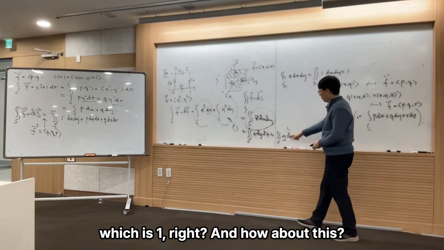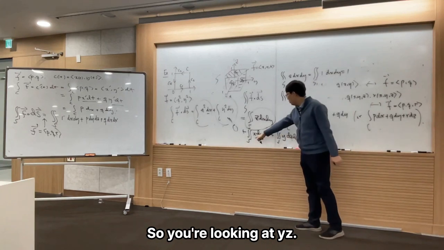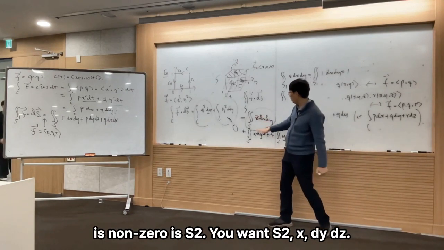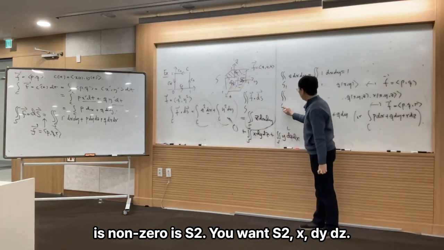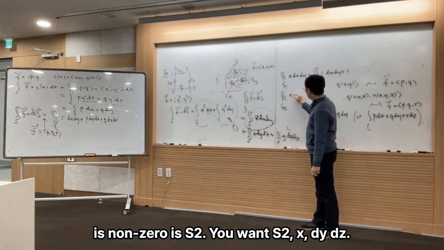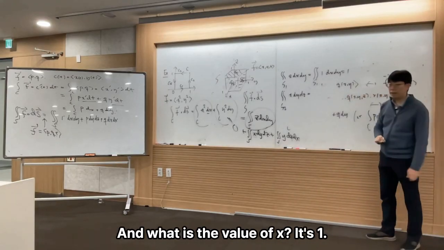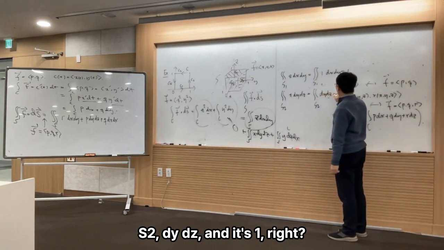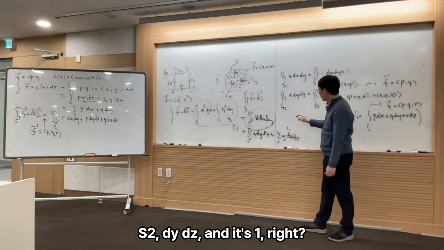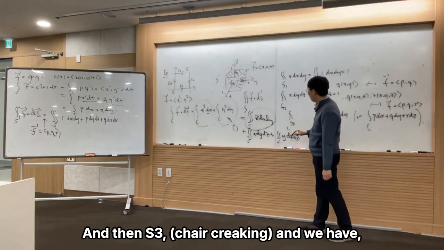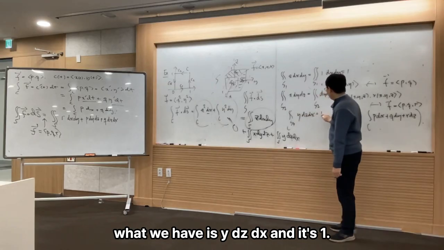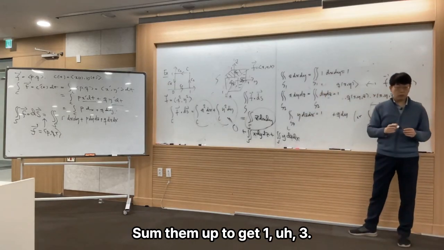And how about this one? You're looking at yz. The only surface where yz is non-zero is S2. So you want the integral over S2 of x dy dz, and what is the value of x? It's 1, so it's the integral over S2 of dy dz, which is 1. And then S3 gives y dz dx, and it's 1. Sum them up to get 3.